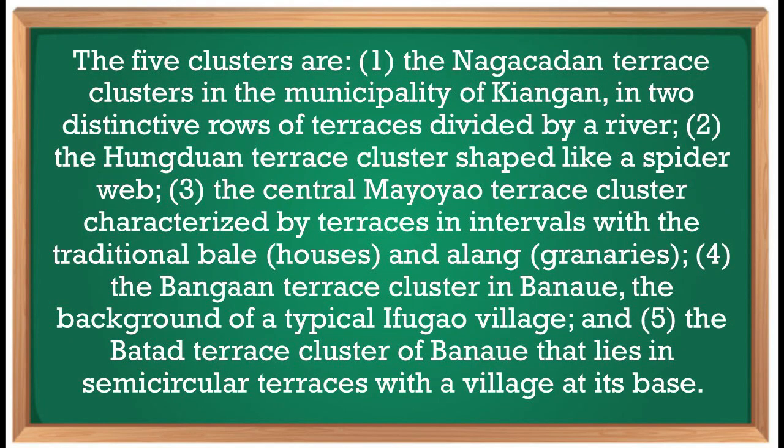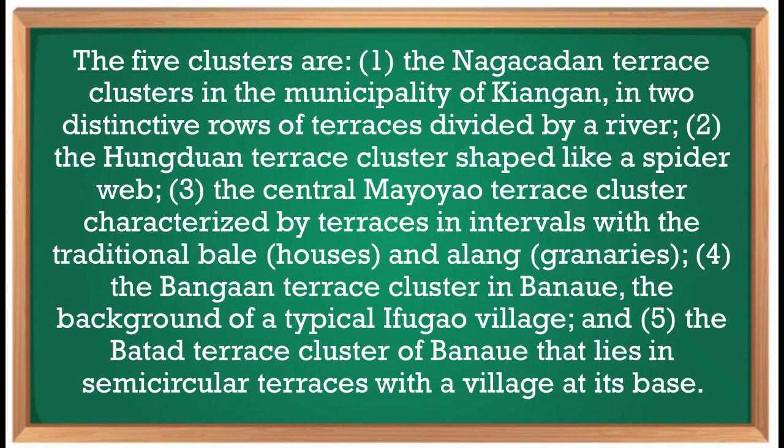The 5 clusters are 1. The Nagakadan Terrace clusters in the municipality of Kiangan, in 2 distinctive rows of terraces divided by a river. 2. The Hungduan Terrace cluster shaped like a spider web. 3. The Central Mayoyaw Terrace cluster characterized by terraces in intervals with the traditional bale or houses and alang or granaries.